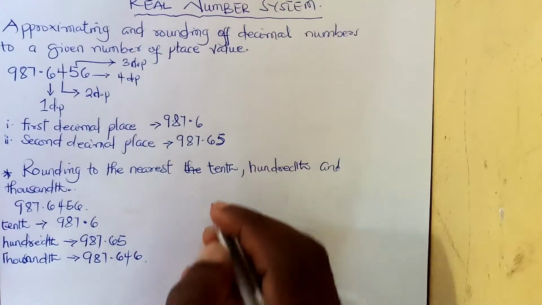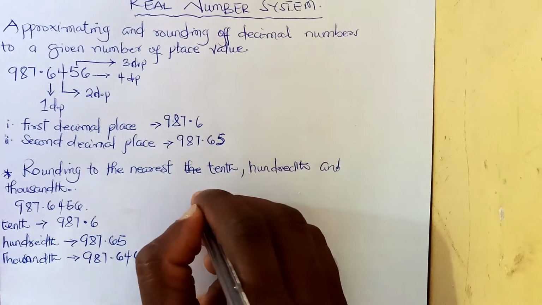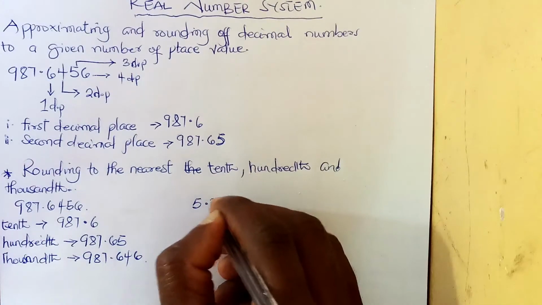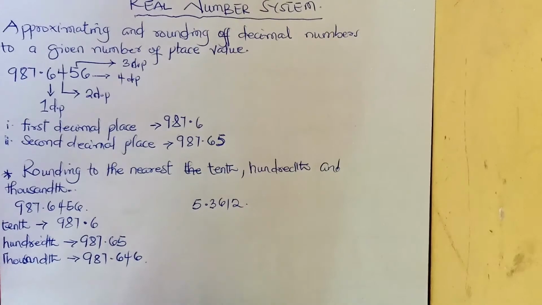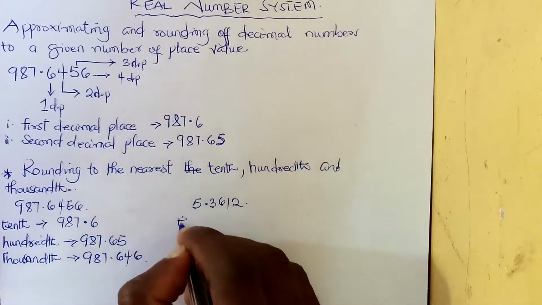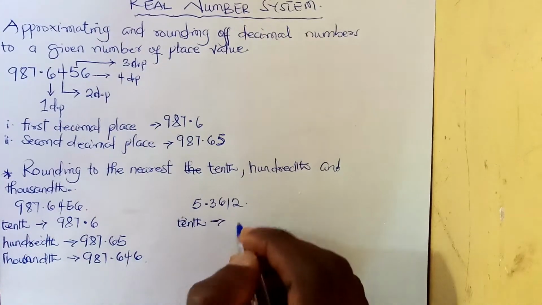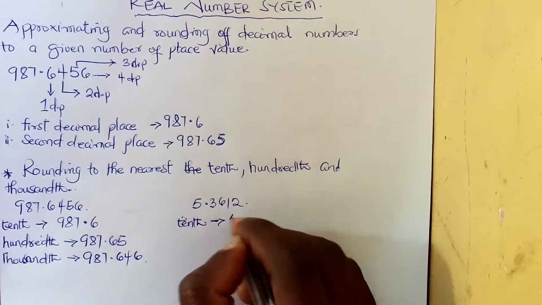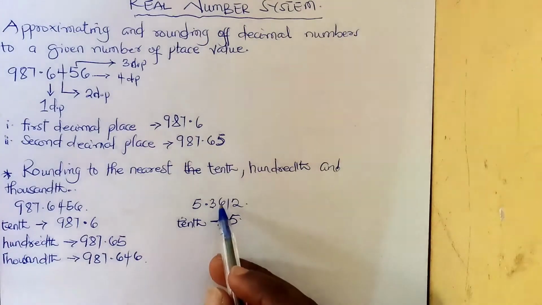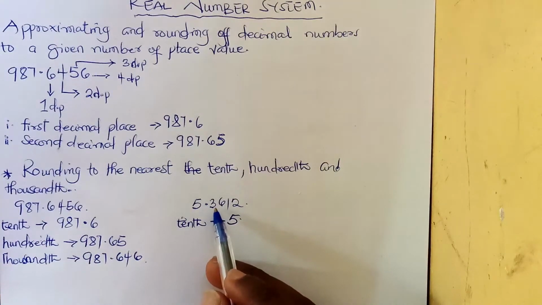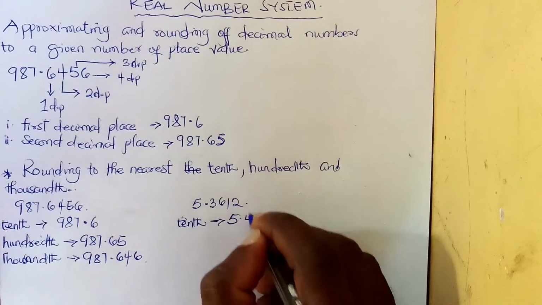Another number we have, 5.3612 to the 10th. Just as we did for the first example, we are going to do the same for the second example. So we are going to have 5.3 or 5.4. Since the number immediately after the 10th is 5 or more, we add the 1 to the 3, making it 4.